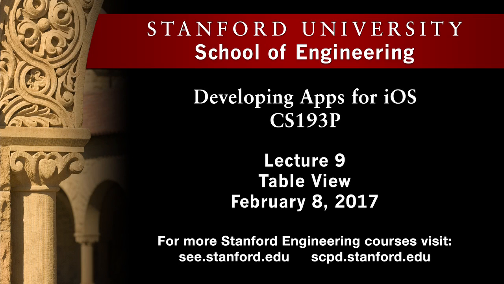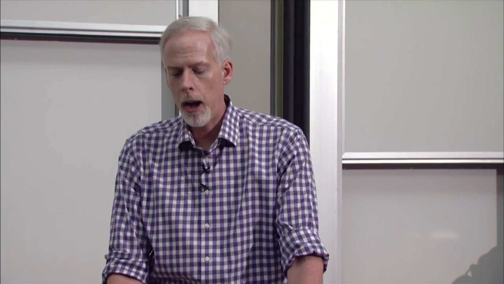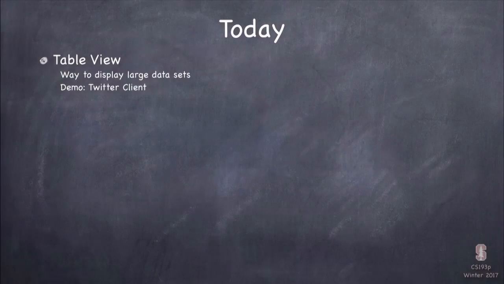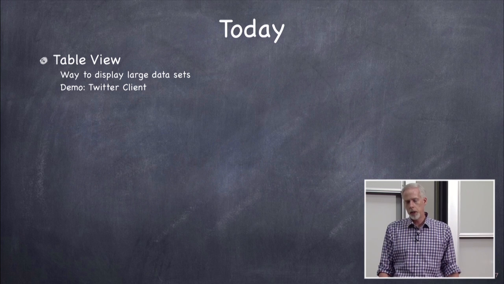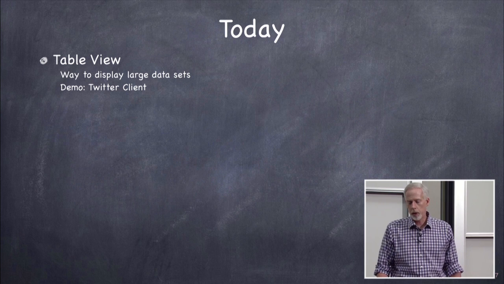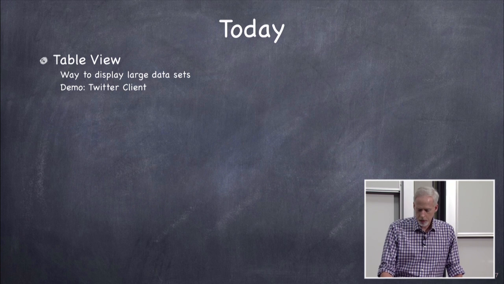All right, well, welcome to Stanford CS193P, developing applications for iOS, winter of 2017. This is lecture number 9. And today we have only one topic, which is table view. I'm going to go through a bunch of slides to talk about the concepts of it. And then we're going to have a humongous demo where we build a Twitter client. It's going to use table view and some other things that we've learned, like text field.